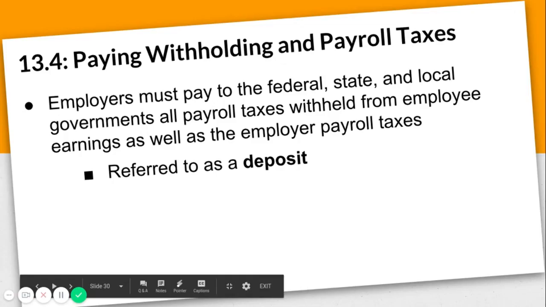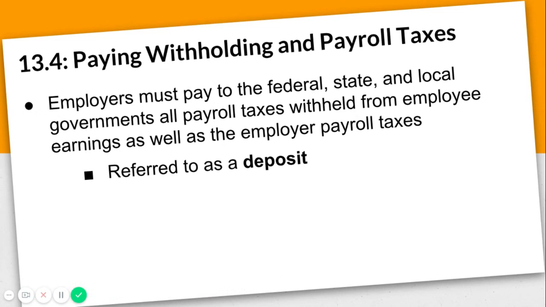Hello. Today we're going to be talking about Section 4 of Chapter 13, Paying Withholding in Payroll Taxes. Employers must pay the federal, state, and local governments all payroll taxes withheld from employee earnings as well as employer payroll taxes. In this case, it's going to be referred to as a deposit.